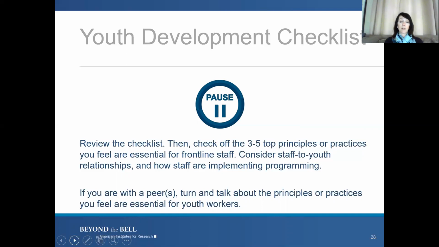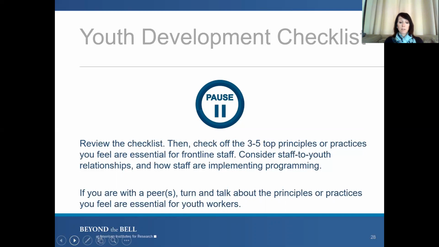So I'd like you to take a good 8 to 10 minutes here to review the checklist. If you've been able to print it out, you can make a check mark or circle the principles or practices that you feel are essential for your staff. If you have it on your computer, you can just jot down 3 to 5 of the top principles or practices that you would like to see your staff engage in. If you're with a peer, you can turn and talk about your choices.